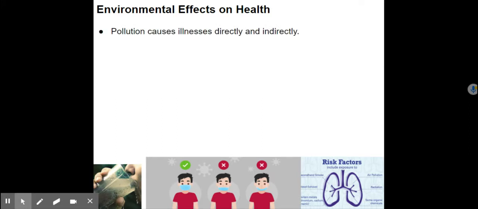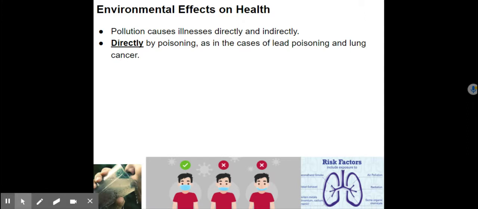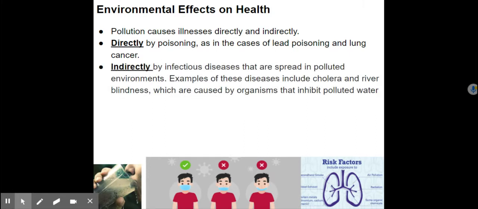Pollution causes illnesses directly and indirectly. Directly by poisoning, as in the cases of lead poisoning and lung cancer. Indirectly by infectious diseases that are spread in polluted environments. Examples of the diseases include cholera and river blindness, which are caused by organisms that inhabit polluted water.